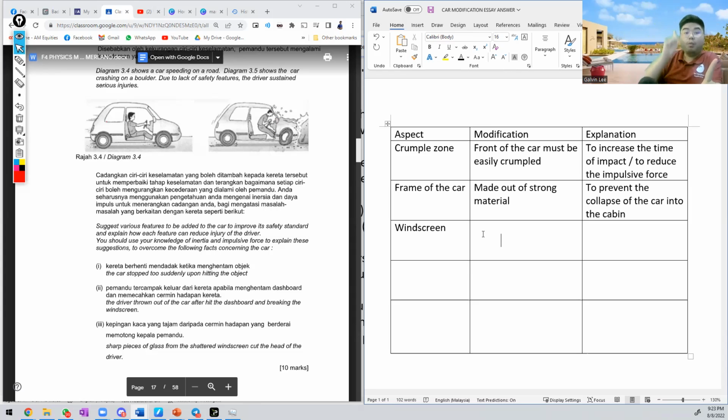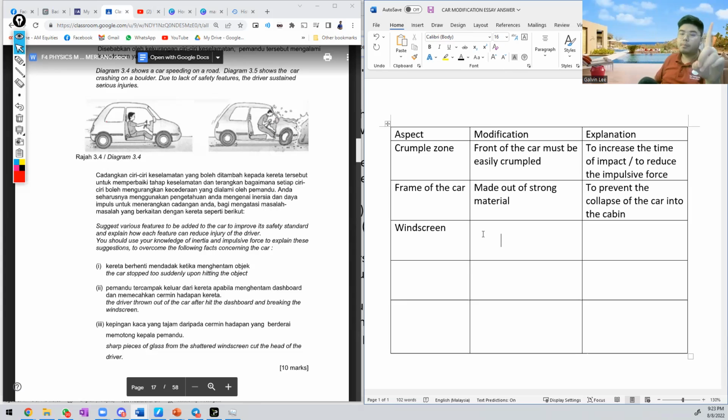What we want is, we want the windscreen to break, but we do not want it to shatter. Shatter means berderai. It is in pieces on the floor. We don't want that to happen. The glass will break. Kaca akan retak. Itu bukan sesuatu yang kita boleh prevent from happening. No, it will break. But we do not want it to shatter into pieces. We want it in a way that when it breaks, the driver will not be thrown out of the car.